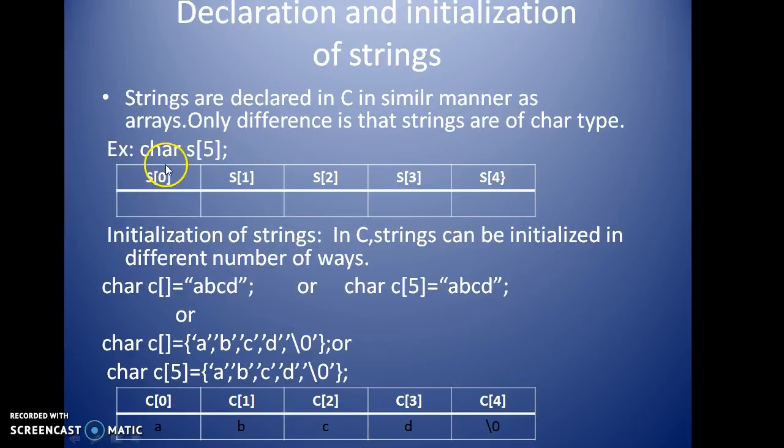Suppose for example, if you take the data type char, what is the string name here? S. And the size of the string is 5. That means totally it will hold 5 characters. How can you represent these 5 characters using arrays? S of 0, S of 1, S of 2, S of 3, S of 4.